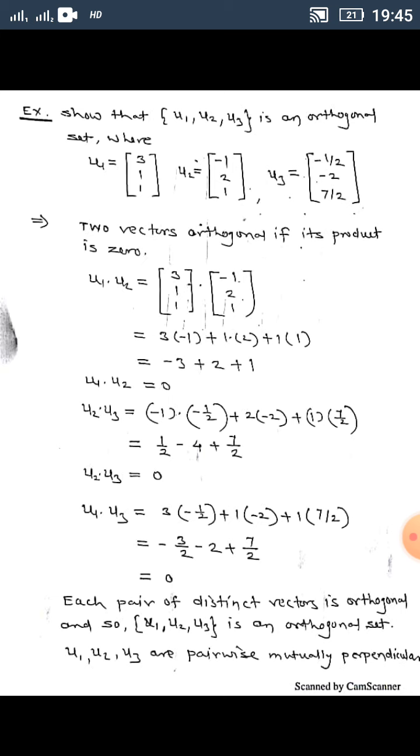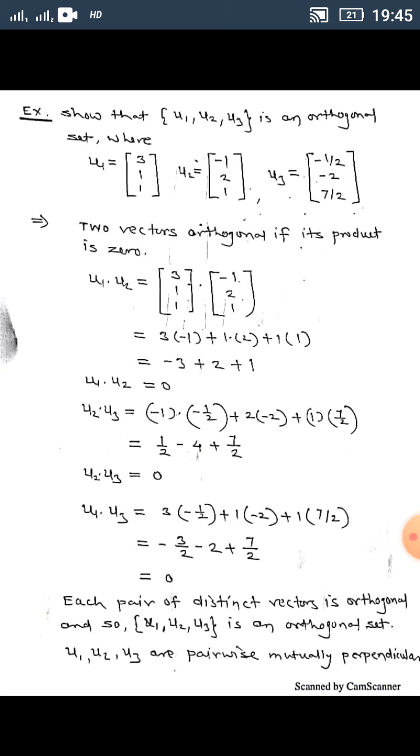u2 into u3, same way: minus 1 into minus half, that is minus times minus is plus, 1 by 2. Then 2 into minus 2, that is minus 4. Then 1 into 7 by 2, that is 7 by 2 in addition. So 1 by 2 minus 4 plus 7 by 2 is the multiplication of u2 into u3. Again, 1 by 2 plus 7 by 2 is 8 by 2, 8 by 2 is 4, 4 gets cancelled with minus 4, so you will get 0. So u2 into u3 is 0.